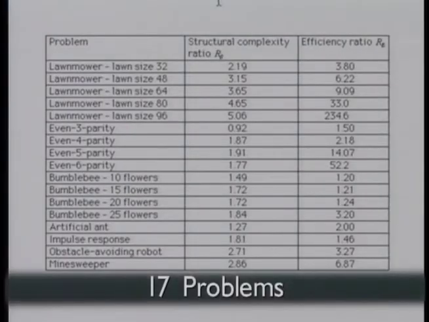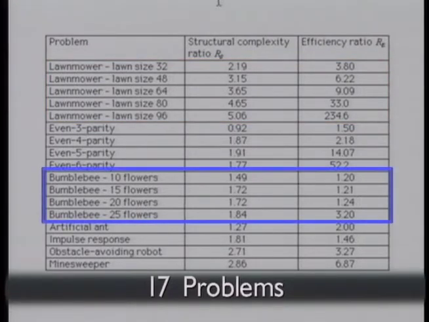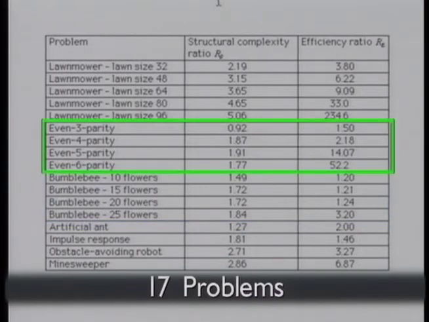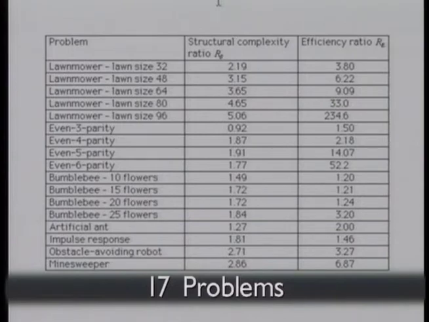We now make a series of runs, with and without automatically defined functions, of the Lawnmower problem with 32, 48, 64, 80, and 96 squares of lawns, and a series of runs of the Bumblebee problem with 10, 15, 20, and 25 flowers, and a series of runs of the 3, 4, 5, and 6 Parity problem, and a series of runs of the artificial ant, impulse response, obstacle avoiding robot, and minesweeper problems shown in this videotape.